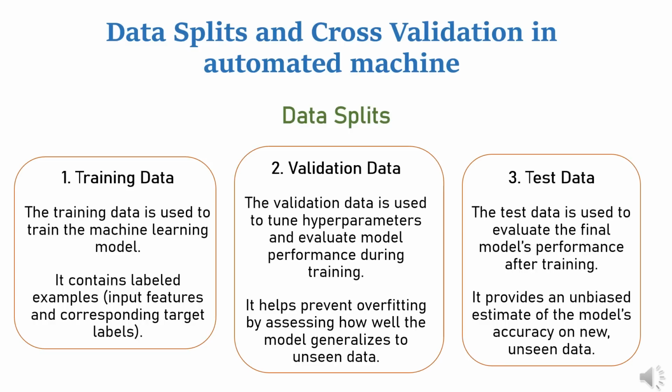Data splits and cross validation in automated machine learning. Data splits. Training data. The training data is used to train the machine learning model. It contains labeled examples.